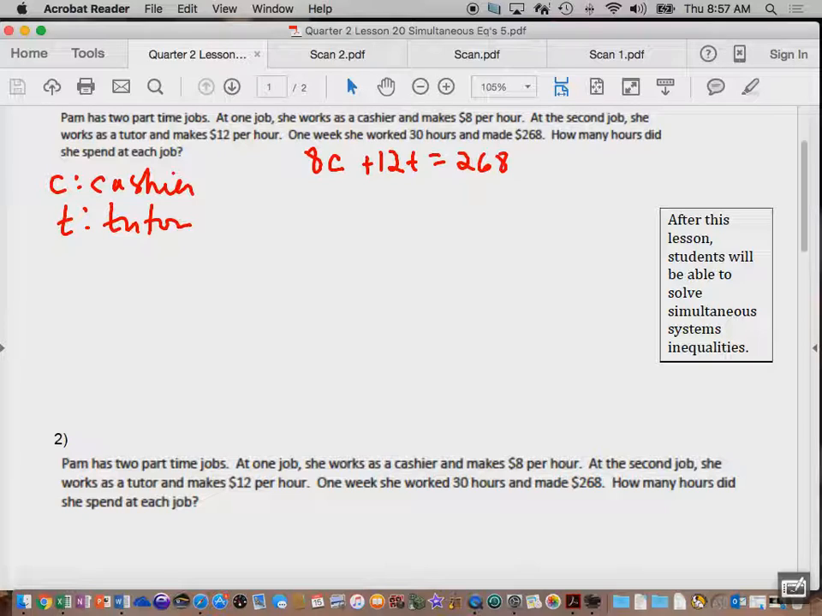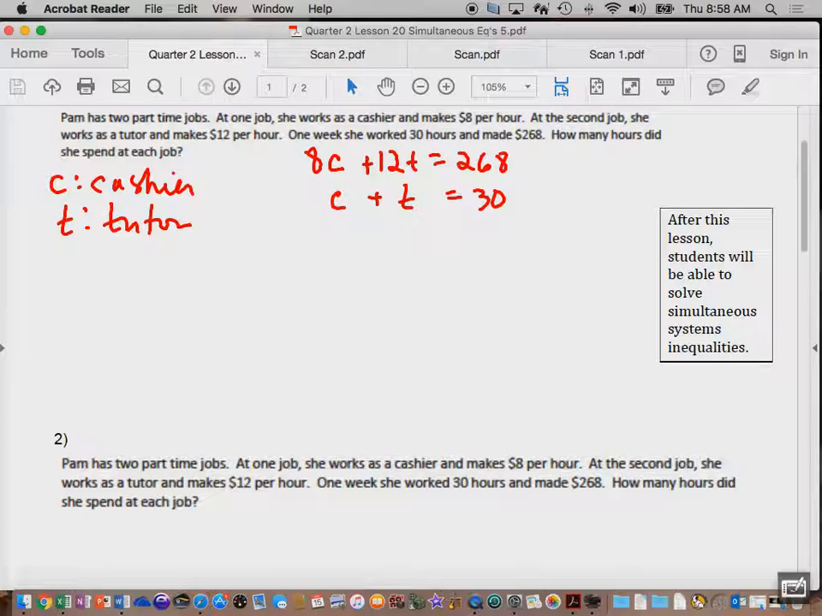8C plus 12T equals 30. No, just C plus T equals 30. Oh, okay. Right? Because it doesn't matter what you get paid. This is just the hours that you work. So the first one is 8C plus 12T is 268. The second one is cashier plus tutor is 30. Now, can you see that once you have these written, it's a lot easier? Right? The hard part is seeing the 2 equations.